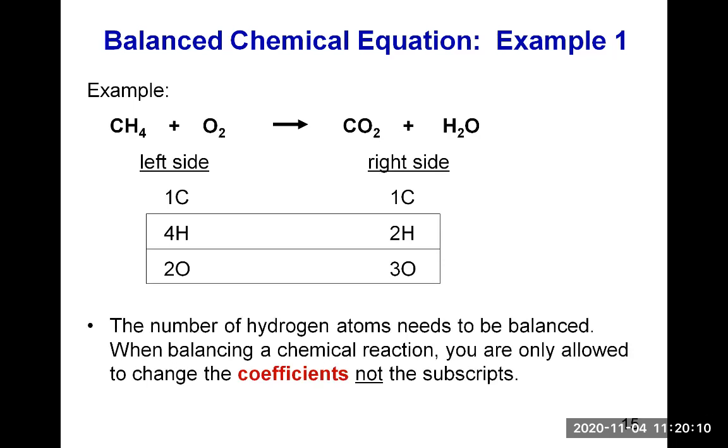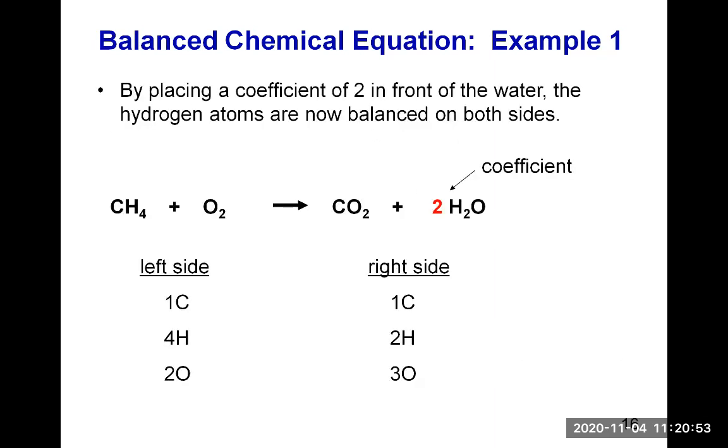And when writing or balancing a chemical reaction, you are only allowed to change the coefficients, not the subscripts. So the coefficients are numbers we place in front of the chemical formulas of the reactants and products. You're not allowed to change the subscripts of the formula. You cannot change the formula. Once you have what we call the skeletal equation, like we have here, you cannot change the subscripts and change the formula of the compounds or elements. You can only place new numbers that we call coefficients in front of the formula.